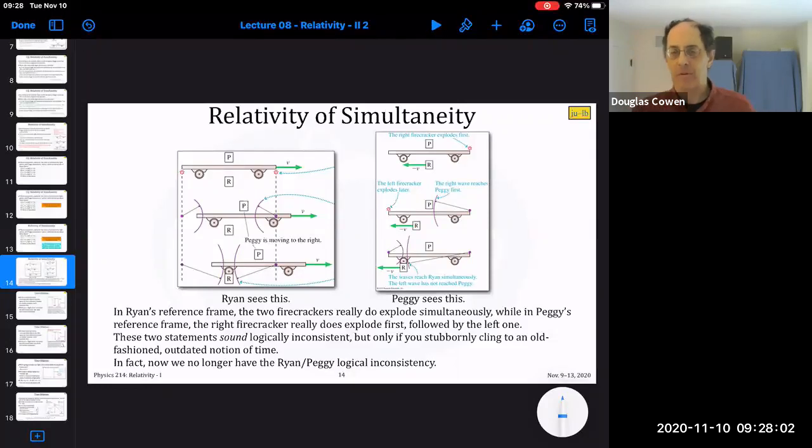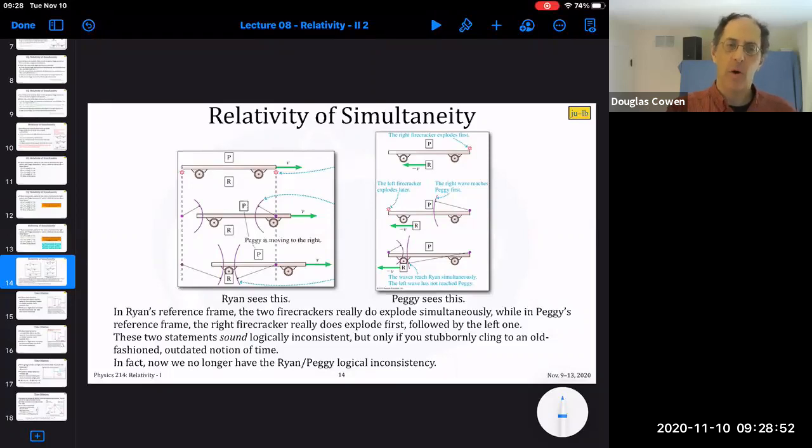Now, remember, when we assumed simultaneity, we ended up with a logical inconsistency. Ryan said, because I saw the two light flashes come to me at the same time, that means Peggy must have seen them arrive at that light detector box at different times, and therefore it should glow green. But if we assume simultaneity in all reference frames, then Peggy would have to say, no, you're wrong. The light detector is going red because the two pulses arrived at the same time. They can't both be right about that. So the only way out is to realize that the assumption is wrong: that if you see something simultaneous in one reference frame, you'll see it in all reference frames.